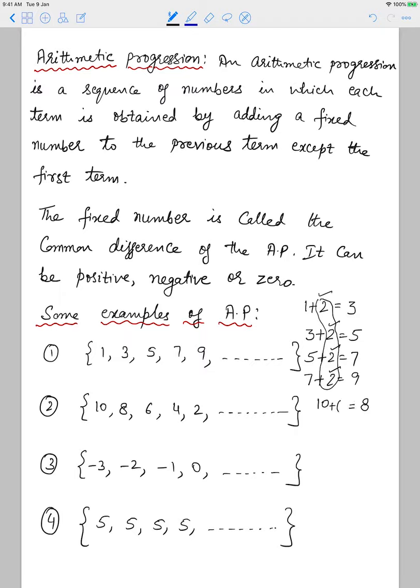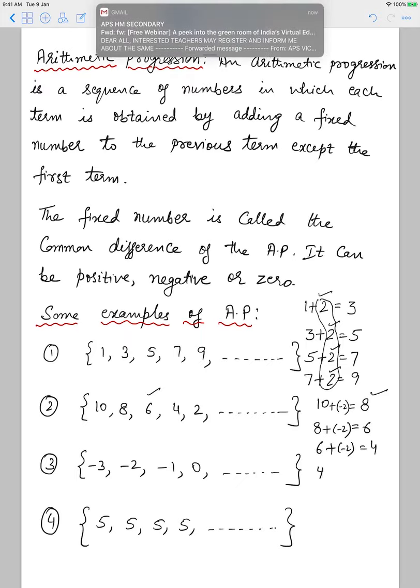Obviously, it has to be some negative number. If I add minus 2 to 10, I will obtain the number 8. After getting 8, how will I obtain the next number 6? What will I add to 8? Again, minus 2 will be added to 8 to obtain the number 6. 6 plus minus 2 will again give you 4, and 4 plus minus 2 will again give you 2.